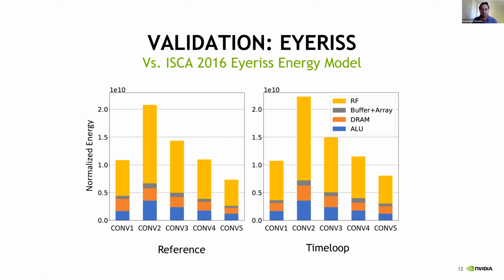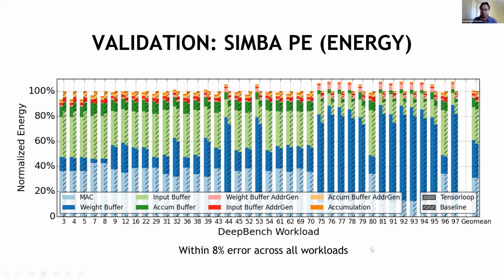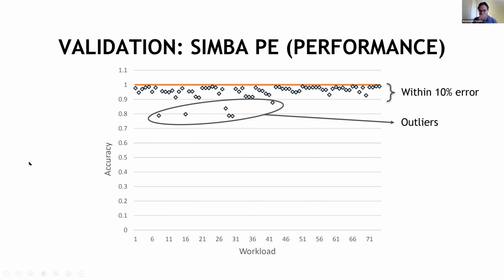We also conducted another energy validation experiment versus a PE from the Simba architecture. This was an NVIDIA work that was published last year. So on the x-axis, again, is a set of workloads. Specifically, they were taken from the benchmark suite. And the y-axis, again, is the normalized energy consumption, with an energy breakdown for various components. And overall, what we see is we're within 8% error across all workloads. In terms of performance, this is again versus Simba. For the most part, we are within a 10% error.